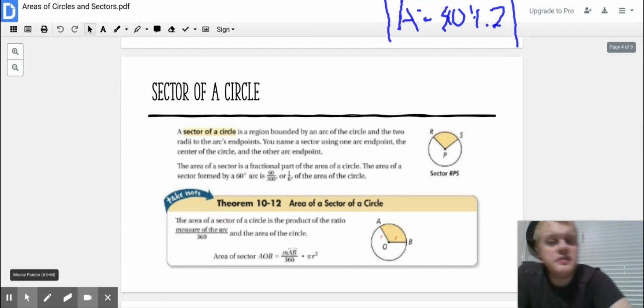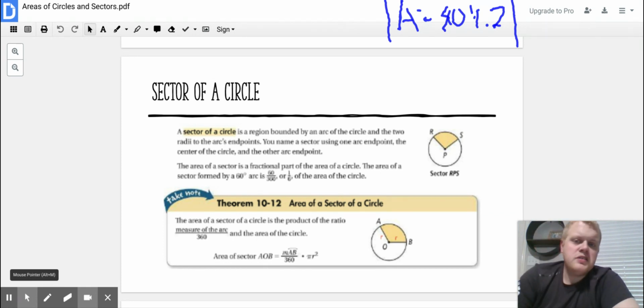Okay, the next one here, sector of a circle. So a sector of a circle is a region bounded by an arc of the circle and the two radii to the arc's endpoints. So you name a sector using one arc endpoint, the center of the circle, and then the other arc endpoint. So again, as you can see in the example right there, it is sector RPS. Again, it's your two endpoints with your center in the middle between those two endpoints. Very simple.